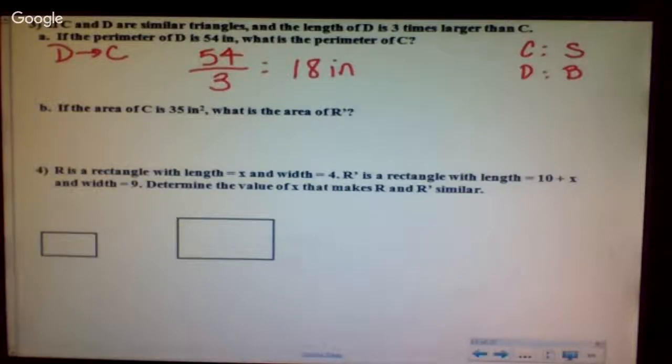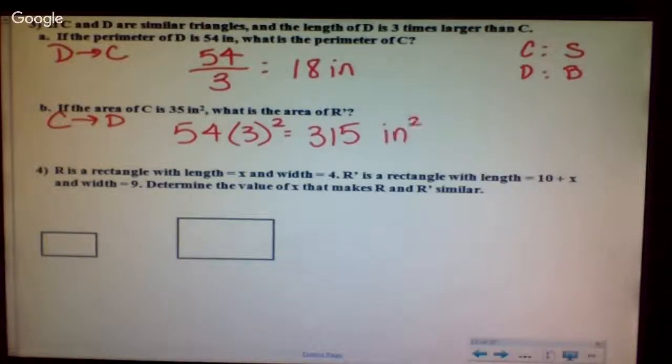Okay. Part B. This time I'm going from C to D. So I need to do what? Times 3. Multiply. Times 3 squared. Good. I'm talking area, so I need to square 3. 54 times 3 squared. I got 486.